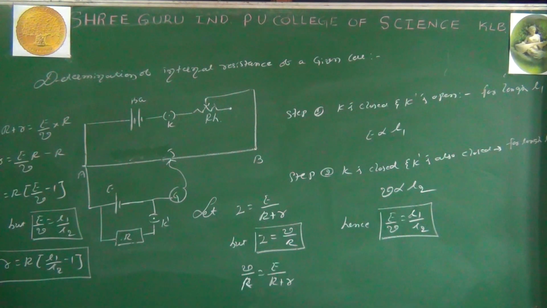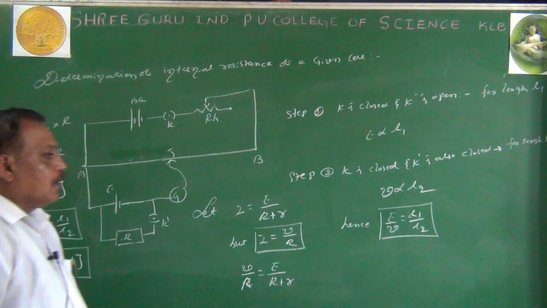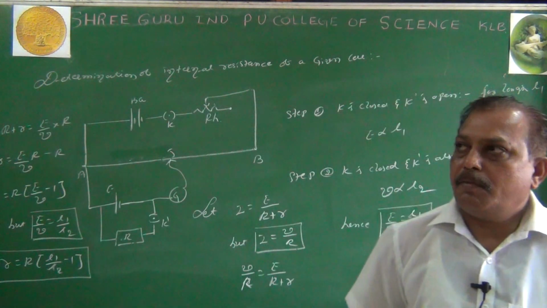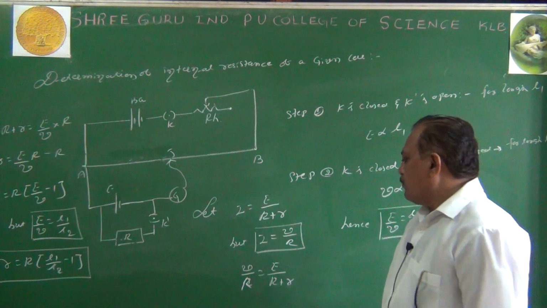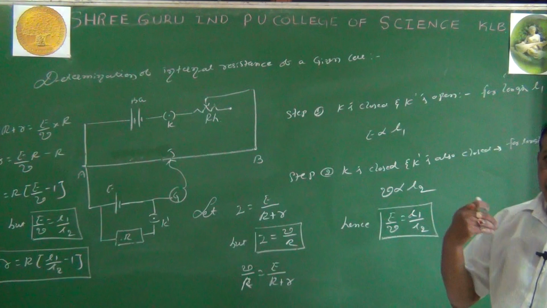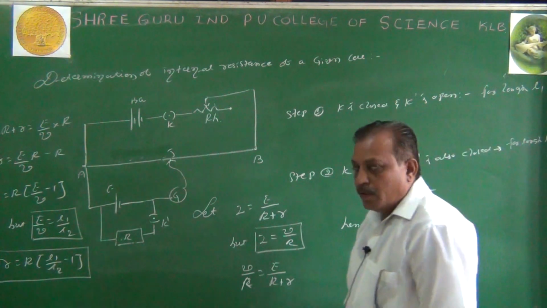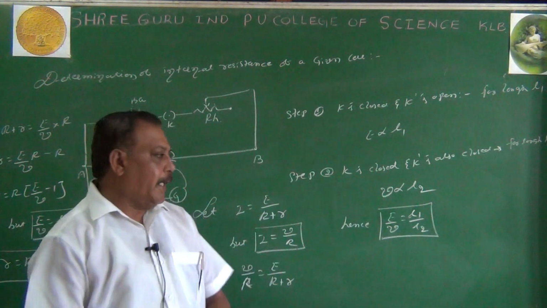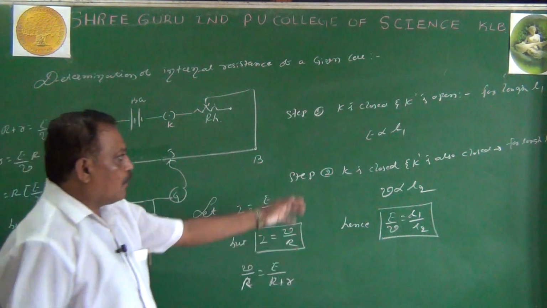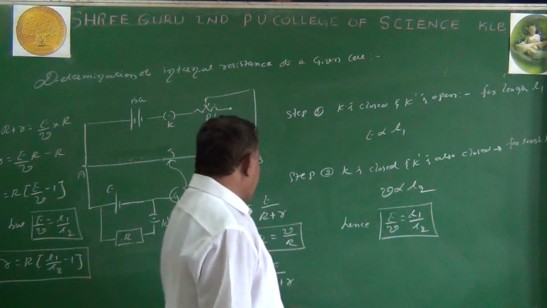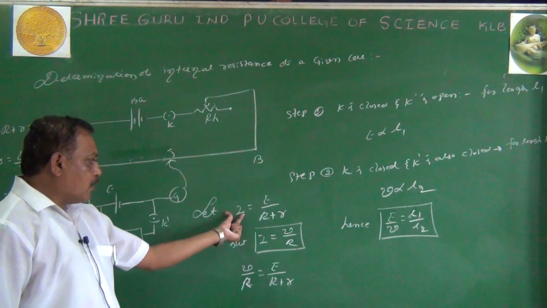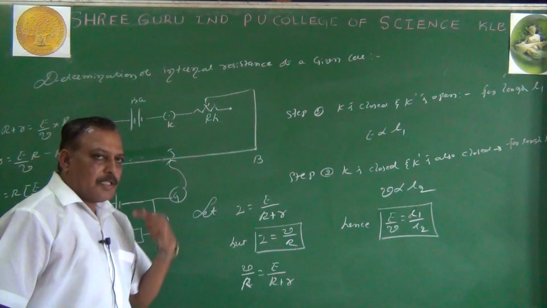Now these are the two important applications of what? The potentiometer. The potentiometer is used for comparison of the EMF and to determine the internal resistance of a cell. So for comparison of the EMF, E1 by E2 equals L1 by L2. For internal resistance, these are the steps to be followed. This is the experimental evidence. After that, we apply Ohm's law to the basic equation: total current equals total EMF divided by total resistance.